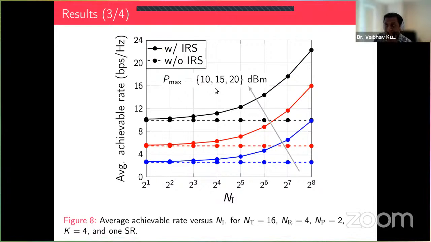Here is the result for the proposed penalty-based algorithm when I increase the number of RIS elements. We start from 2 RIS elements and go up to 2 raised to the power 8. If I'm exponentially increasing the number of tiles at the RIS, my rate is growing, and maybe again it may saturate at some point. We don't know when.